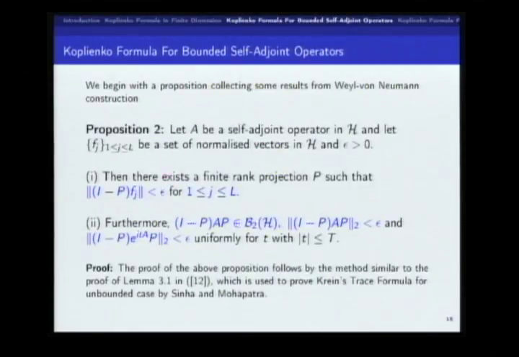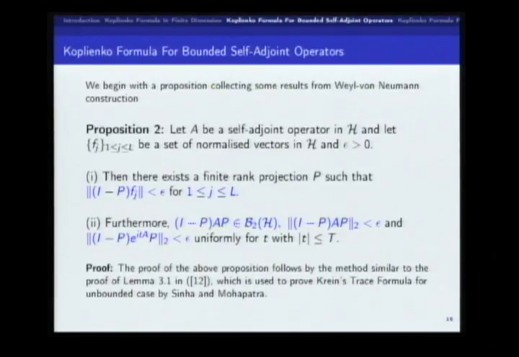So let A be a self-adjoint operator in an infinite dimensional Hilbert space. Let this be a set of normalized vectors. Then we can find a finite rank projection P such that all these approximations take place. For a given epsilon, P is close to 1 in this sense and also in these senses. So 1 minus P, A, P, the off-diagonal part of the operator A with respect to P, is Hilbert-Schmidt, and it is small in Hilbert-Schmidt norm. This off-diagonal part of A, as well as the group generated by A, is small, uniformly in T in compact sets.